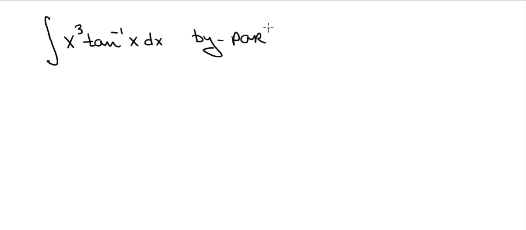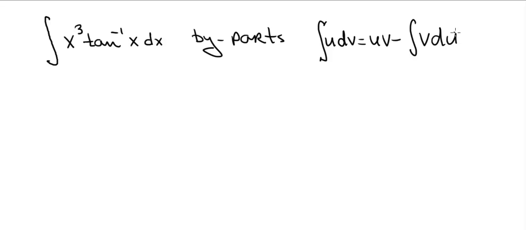We'll evaluate the integral of x cubed times inverse tan of x by using a technique of integration called integration by parts. By now you should know the formula for integration by parts. It's the integral of u dv equals u times v minus the integral of v du. We let the unknown integral, the one we're evaluating, be the integral of u dv. One part will be u, the other part, the rest of it, will be dv.